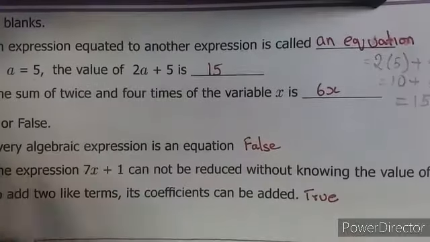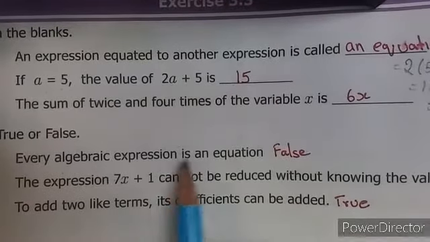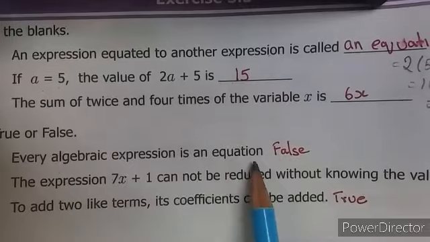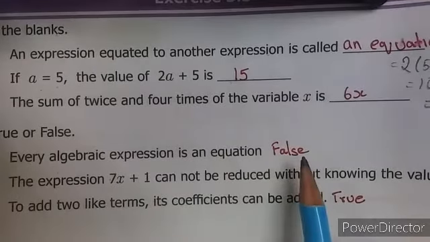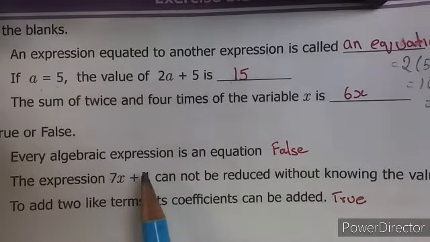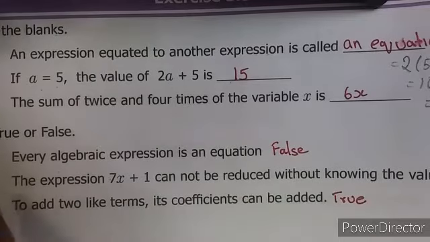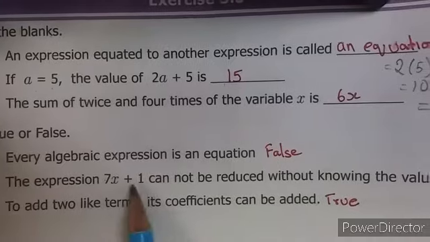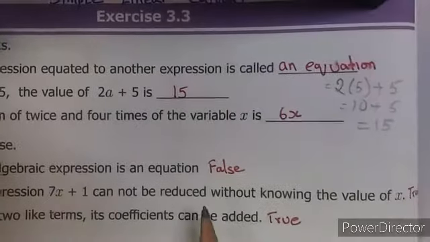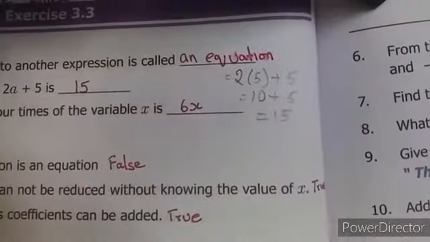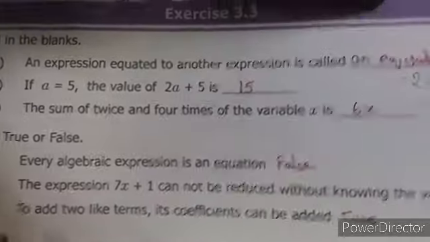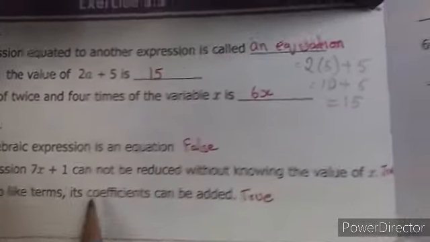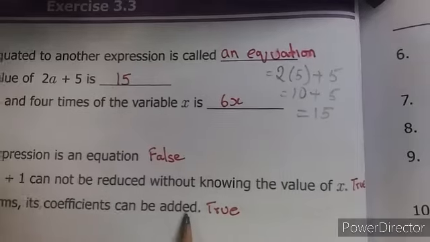Subdivision 1, every algebraic expression is an equation. False. All the algebraic expressions are not equations. Subdivision 2, the expression 7x plus 1 cannot be reduced without knowing the value of x. Answer is true. Subdivision 3, to add two like terms, its coefficients can be added.